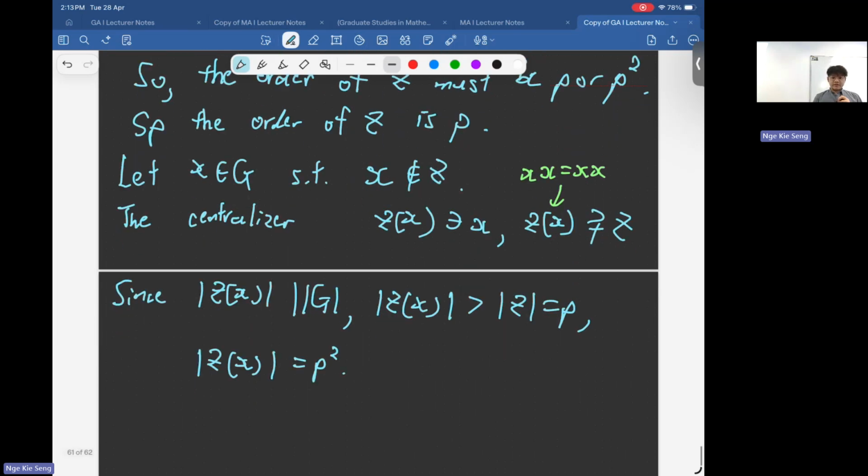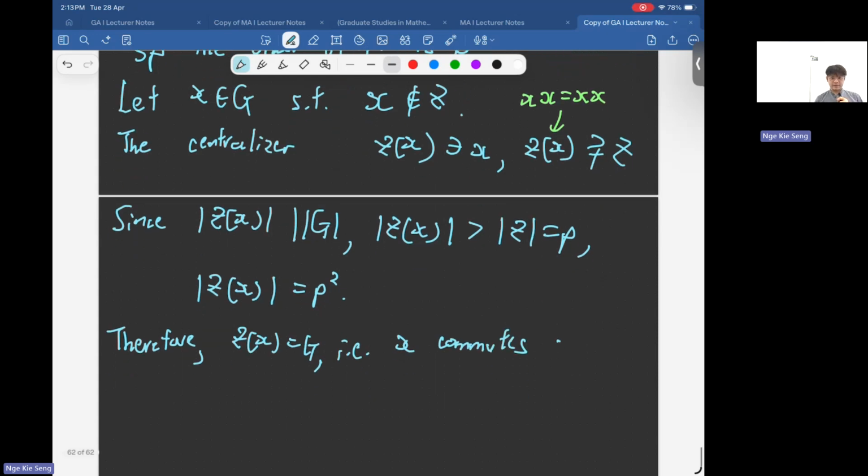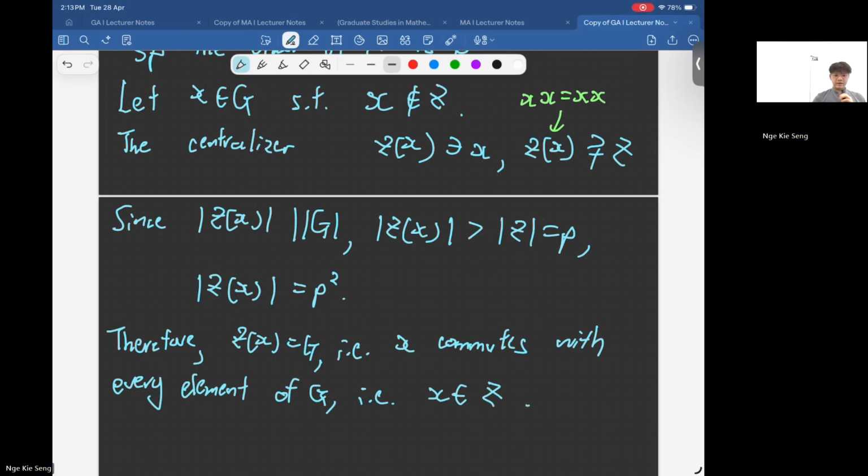So okay, if it is so, therefore Z(x) is equal to G. So meaning what? Actually x commutes with every element in G. So it turns out it is actually in the center. Okay. So we're done. That is, x is in Z. Okay, good. Any question? Question? No. Okay.